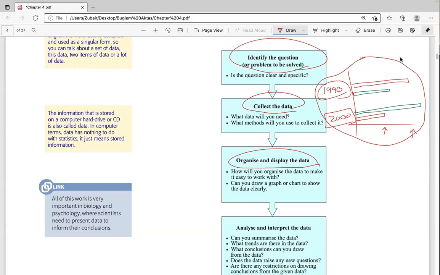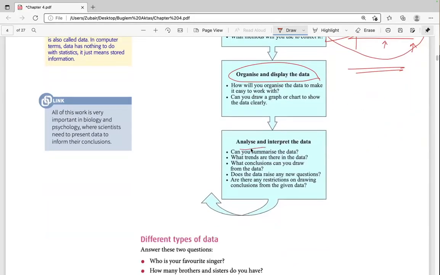Now, if it is displayed by that hospital, we are maybe talking about that region only. So this graph, this data could be implemented on similar regions. And then we analyze and interpret the data. Can you summarize the data? What trends are there in the data?